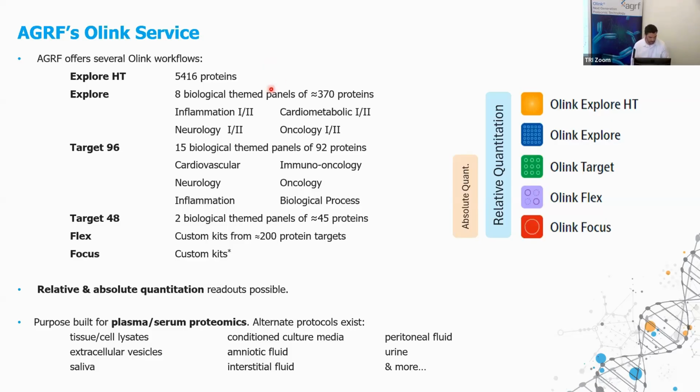There's also the previous generation Explore, which is 8 biologically themed panels of around 370 proteins, depending on the panel. These are themed according to biological themes, being inflammation, cardiometabolic, neurology, and oncology. And so you can appreciate that these would be really useful in an instance where you have an idea of, or you know, what disease you're interested in, or the rough biological theme you're interested in, but you're not necessarily sure of the specific proteins you're interested in. So in that sense, it's kind of like targeted discovery proteomics.